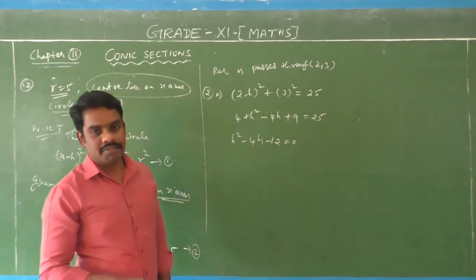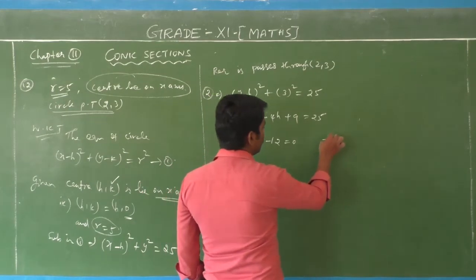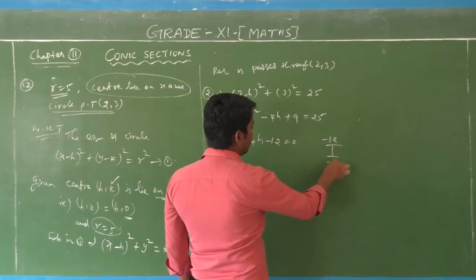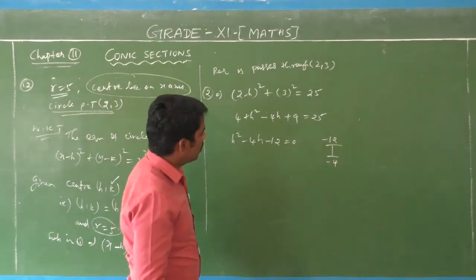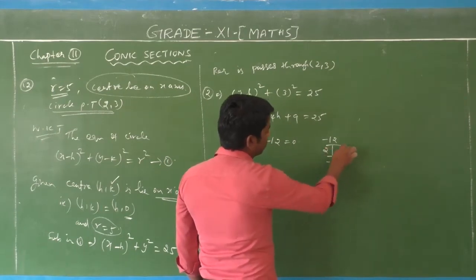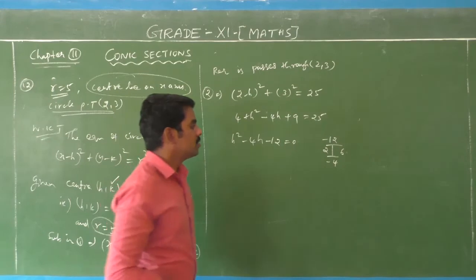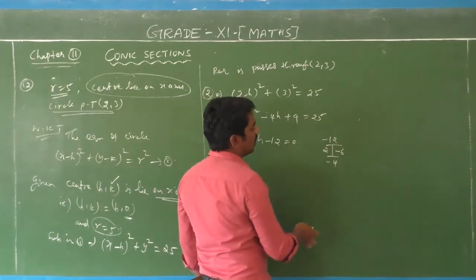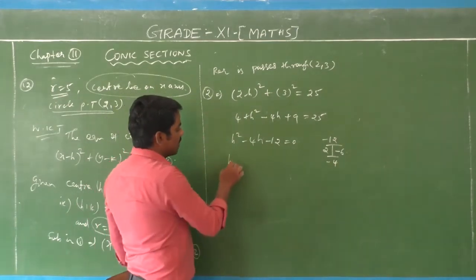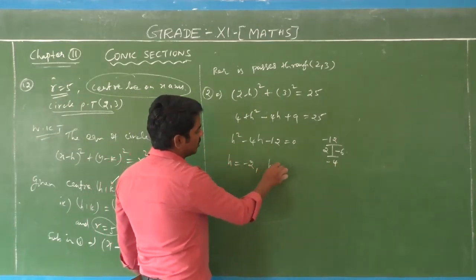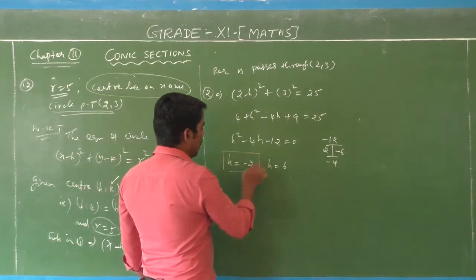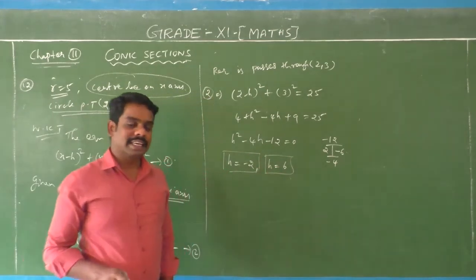So this is a quadratic equation. Let's factorize it. The product of two numbers is minus 12 and the sum of the two numbers is minus 4. 2 into 6 is 12. 2 into minus 6 is minus 12 and the sum of 2 and minus 6 is minus 4. So h is equal to minus 2 and h is equal to plus 6. The value of h is minus 2 and h is plus 6.